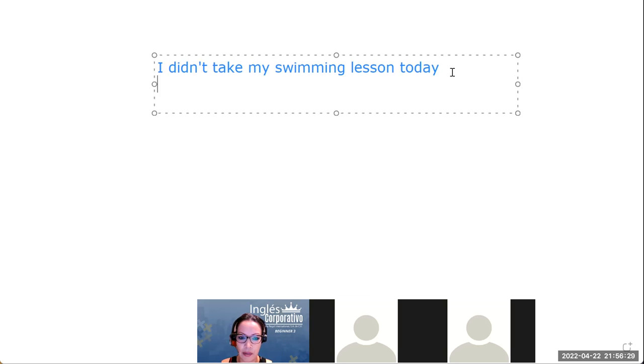Eso no sucede con el verbo to be en pasado. No utilizo el auxiliar de negativo, sino que el verbo mismo solo le agrego el not para hacer una negativa. Por ejemplo, si usted quiere decir yo no estuve en clase ayer, sería I was not. Y se puede contraer. I wasn't in class yesterday. Okay, so I wasn't in class yesterday. Si se fija, ambos son pasado, pero el pasado con el verbo to be no utiliza el did o didn't.